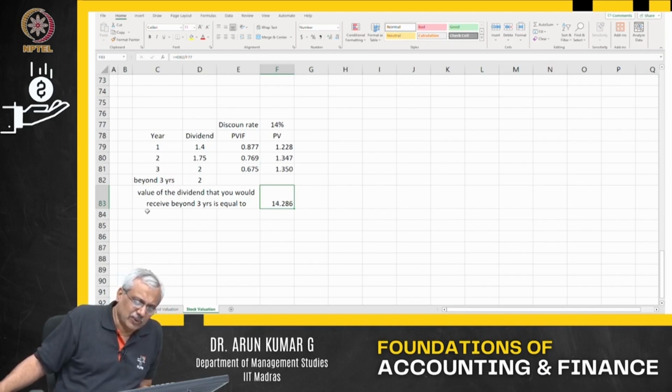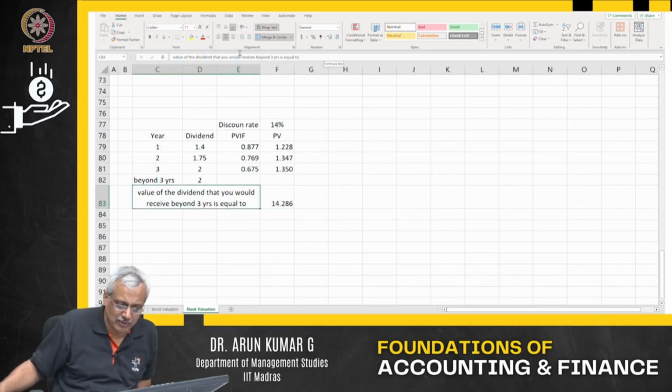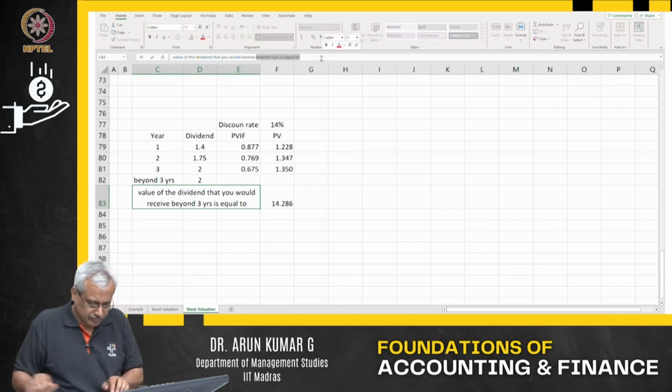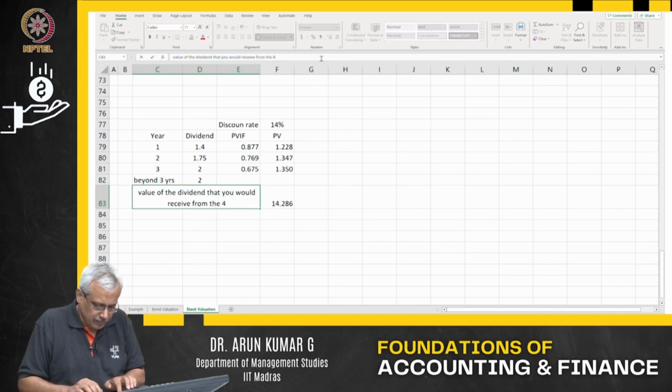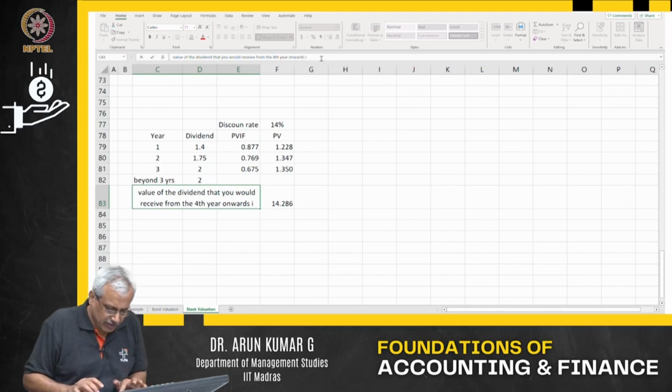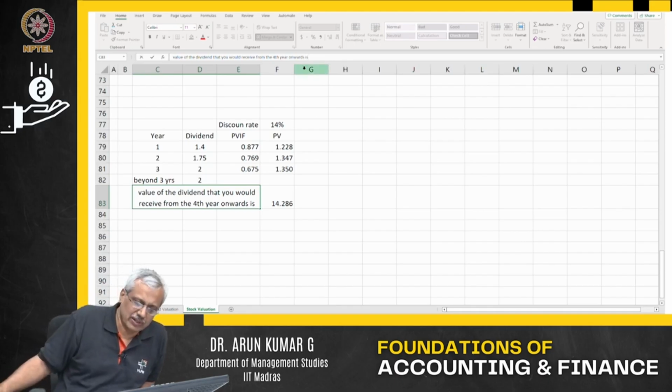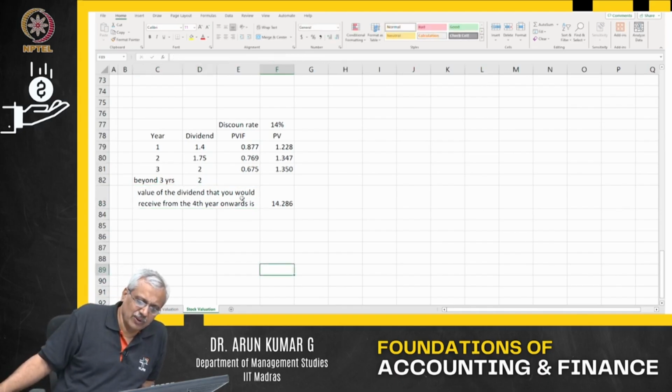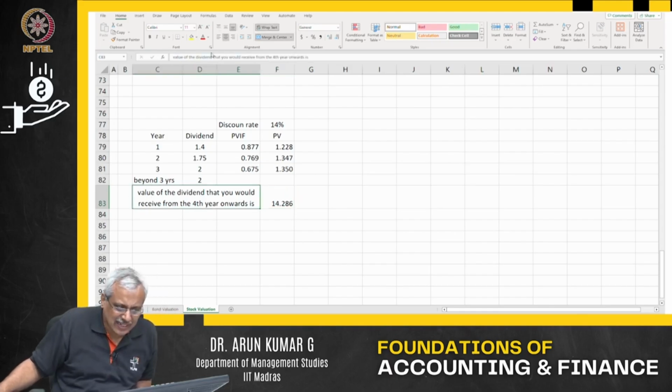Value of the dividend that you would receive beyond 3 years is equal to, as at the end of 3 years, beyond 3 years, or I would say that you would receive from the 4th year onwards, is 14.286. This is the value of the dividend, as at the end of 3 years.